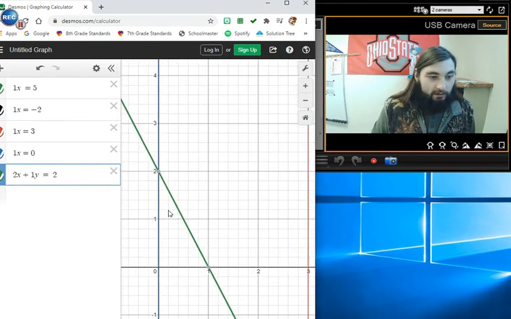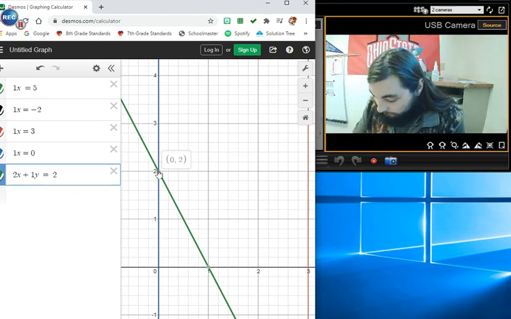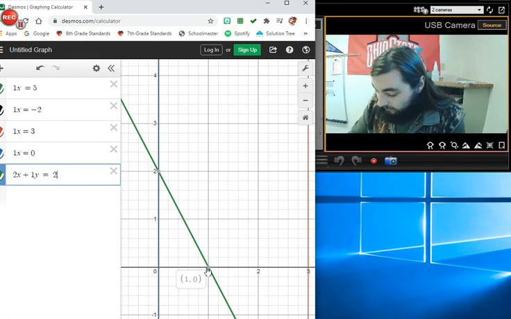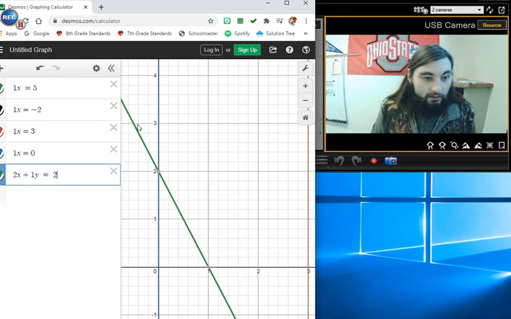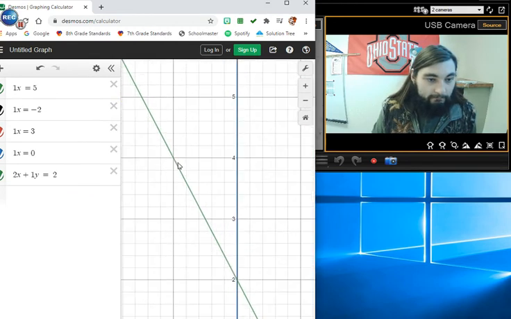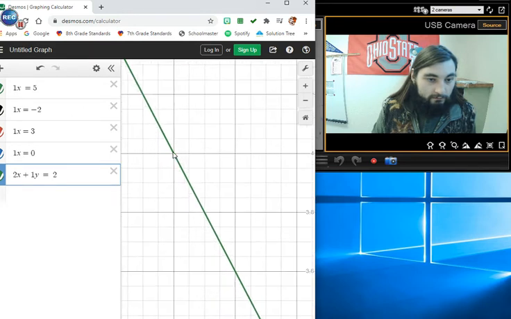So we can go 0, 2. There's a nice easy one. We can go 1, 0. That's a nice easy one. We can zoom out a little bit. Let's find another one. It's this one here. This one gives us a nice one. Negative 1, 4. Yeah, negative 1, 4.